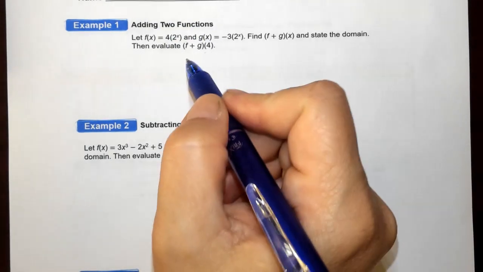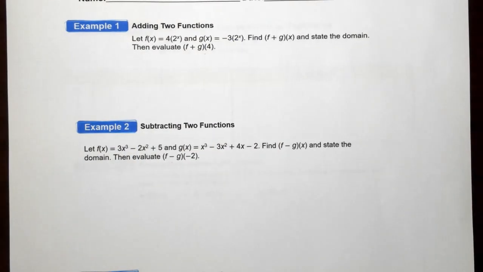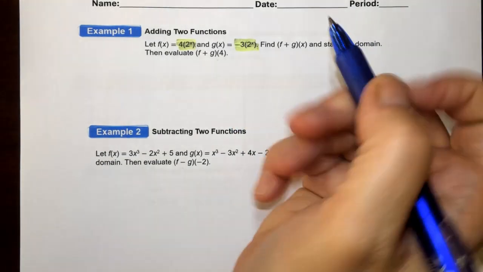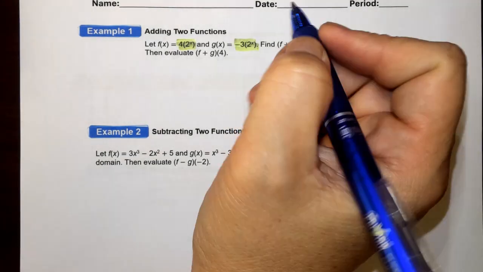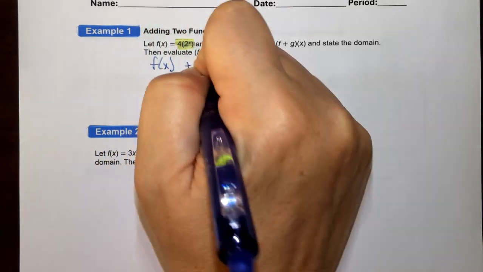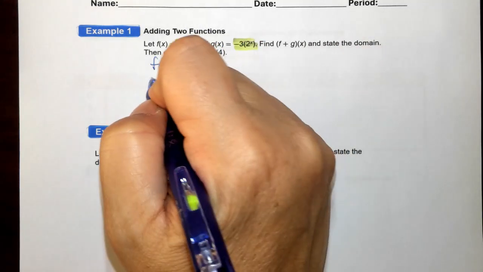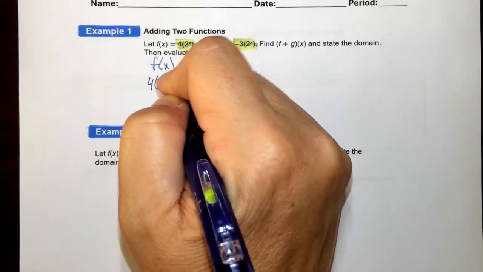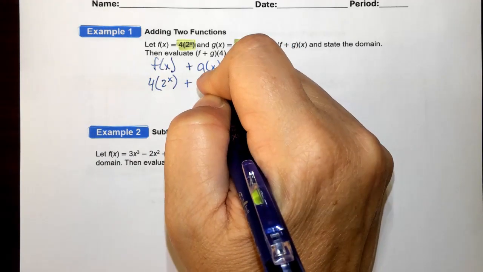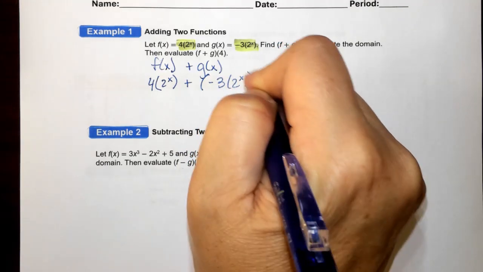All right, so we are going to set this up as we are adding f of x and g of x. So basically we are adding the highlighted parts. Okay, so we have f of x, I'll go ahead and write it down just so you have it, plus g of x is all we are doing. All right, and f of x is 4 times 2 to the x power, and g of x is negative 3 times 2 to the x power.